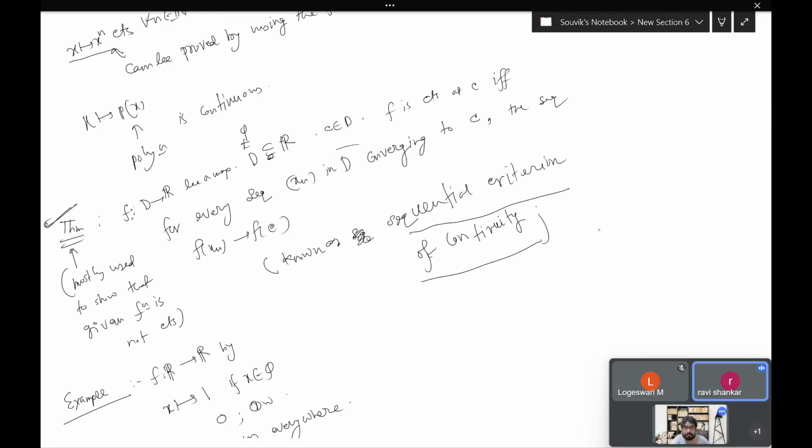So for any sequence xn in D, the whole sequence f of xn will converge. Yes, not only converge, it converges to f of c. Understand? Sir, and the proof of this theorem? I hope you have done this proof in the class, right?